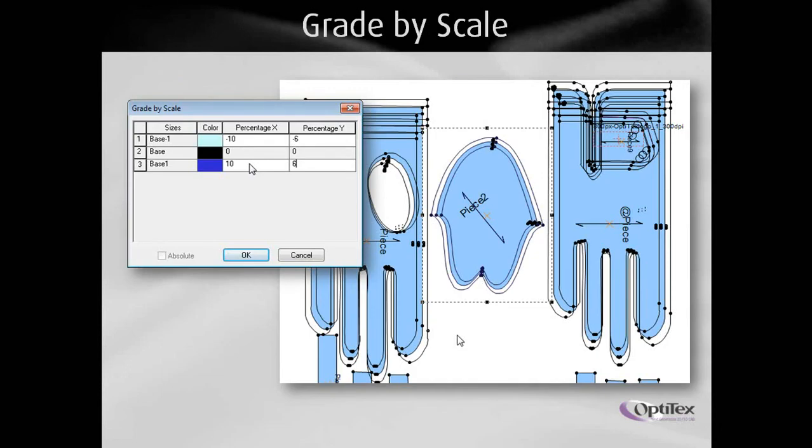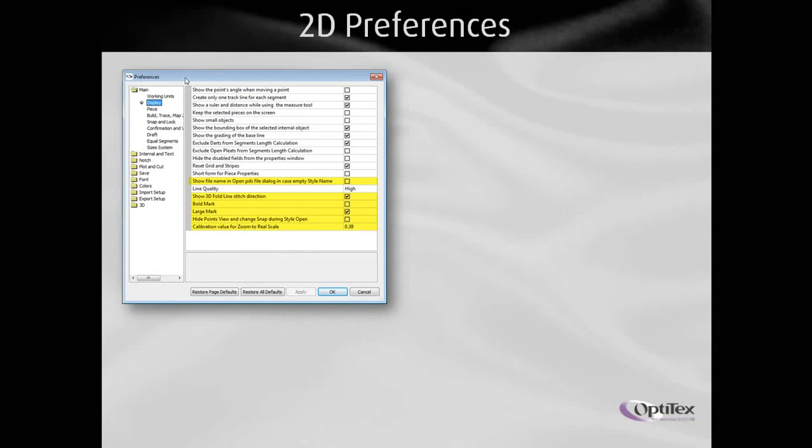Grade by scale. This was requested by a glove company. So you can actually grade negative 10 or positive 10 by percentage in the X and in the Y. That's popular. I'm going to skip over demonstrating some of these tools because I want to get through as much as I can in this hour that we have.